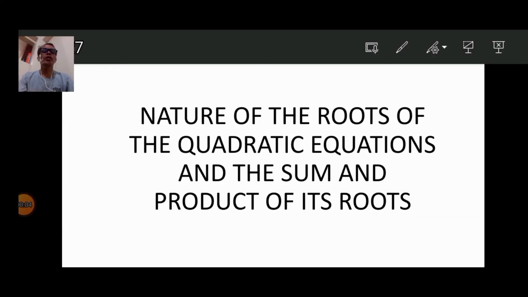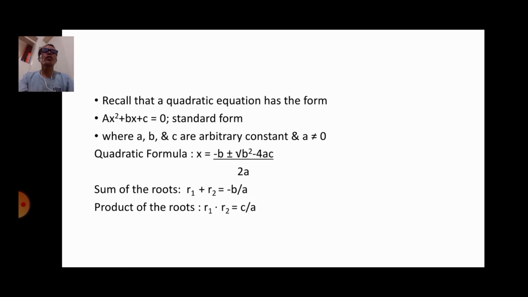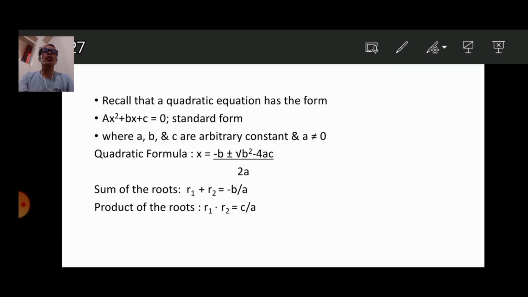Hello grade 9 students. Our topic for today is all about how to determine the nature of the roots of quadratic equations and how to find the sum and product of its roots. Okay, but before we proceed to our main topic for today, we are going to review first how to solve a quadratic equation using the quadratic formula.